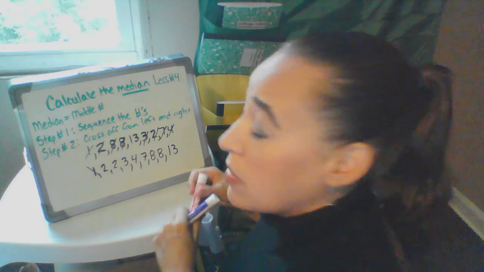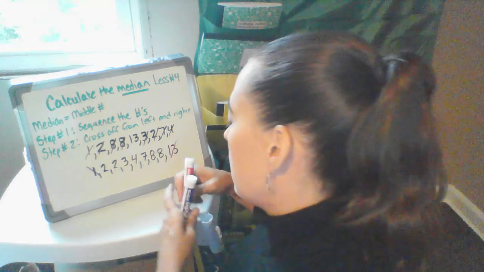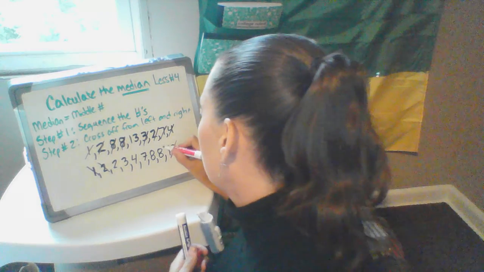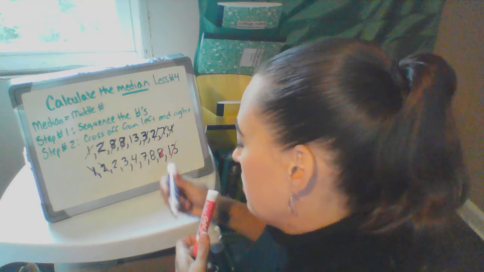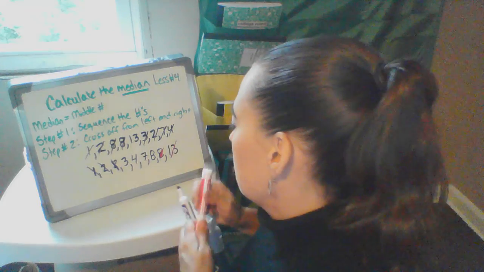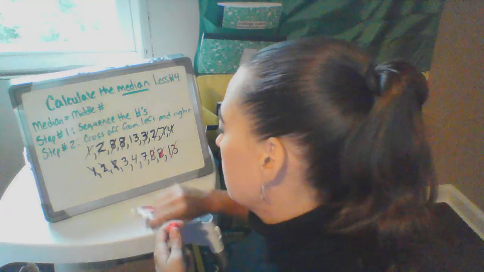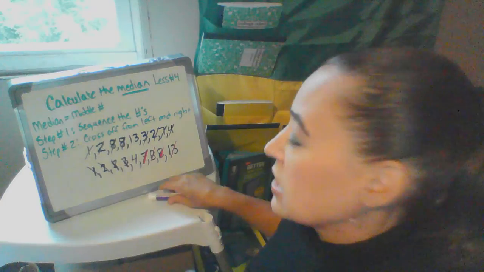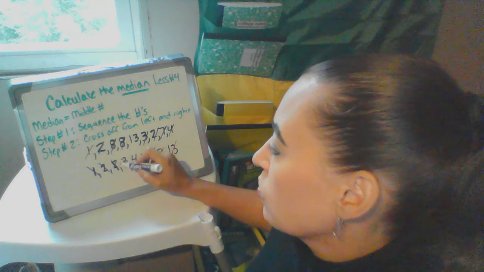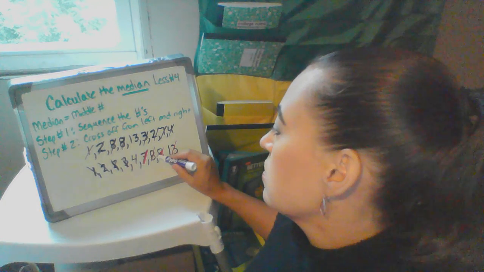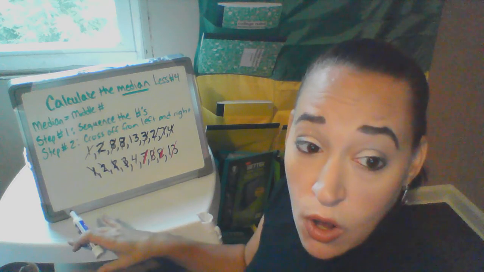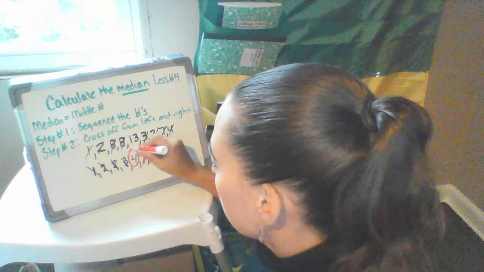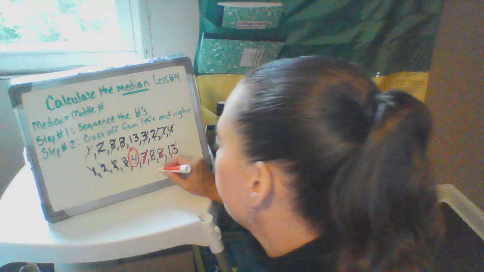So 1 from my left, 1 from my right, 1 from my left, 1 from my right, 1 from my left, 1 from my right, left, right. So then I always count 1, 2, 3, 4. I'm good. 1, 2, 3, 4. So I have 4 off there, 4 off there. So I know my answer then, my median is 4.